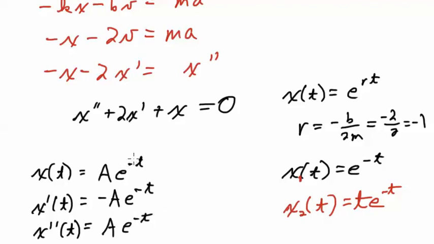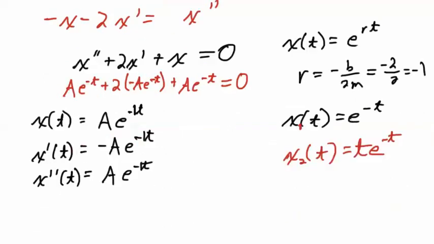Basically, whatever is in front of the exponent here pops out, so the negative 1 pops out here, and the negative 1 pops out here. And you can quickly verify that this x double prime plus 2x prime plus x, let me just write it in red here, a e to the negative t plus 2 times negative a e to the negative t plus a e to the negative t would end up being 0. Okay, for this second equation, let's verify that it also would satisfy this relationship.